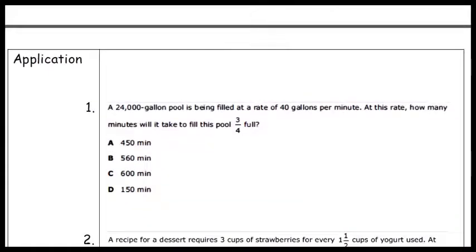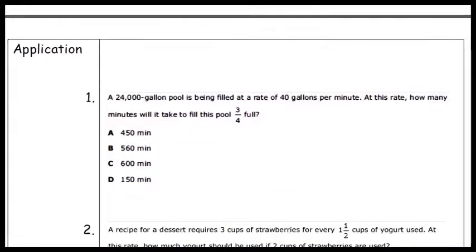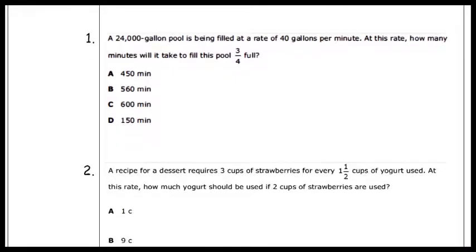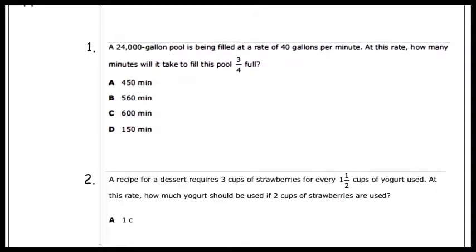Okay, here we have some application problems like the ones you're going to see on the STAR test. It says a 24,000 gallon pool is being filled at a rate of 40 gallons per minute. At this rate, how many minutes will it take for this pool to be 3/4 full? Uh-oh. This is going to be a doozy, but we can tackle this one. We can use proportions and everything that we've learned so far. So here we go. 24,000 gallons.